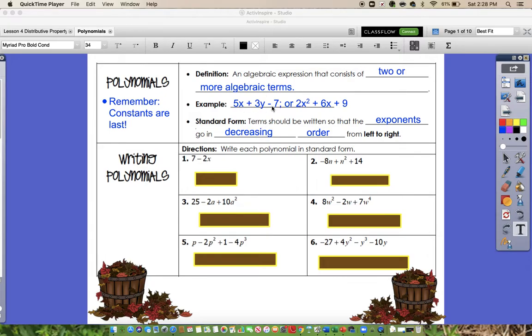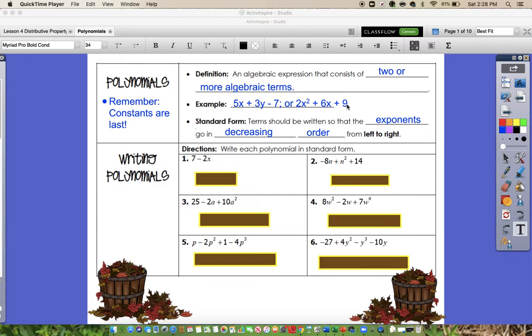So 5x plus 3y minus 7 would be a polynomial. 2x squared plus 6x plus 9 would be a polynomial. And we've talked before about writing our expressions in standard form. And when you have more than one exponent that you're dealing with, you want those exponents to go in decreasing order from left to right. So your highest power would come first.